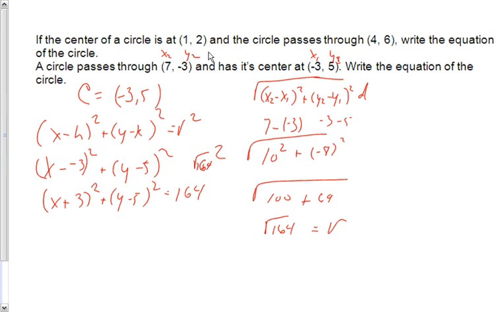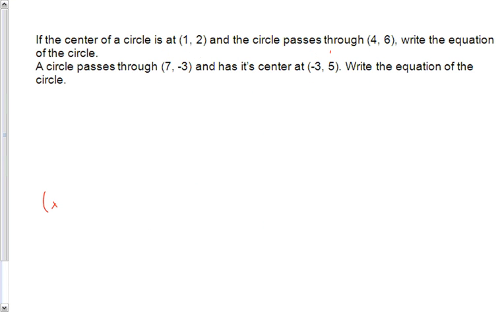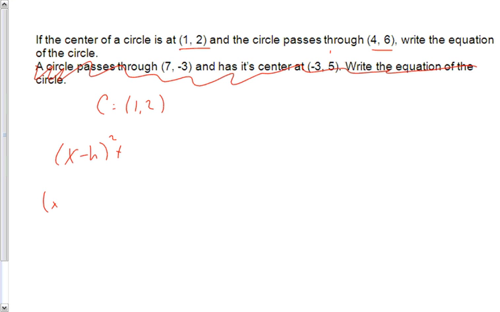Okay, let's do the other one. So we got that one too, because that's all I have in my problem set. Okay, the center is (1, 2), and it goes through (4, 6). We all know it's going to be (x - h)² + (y - k)² = r². Well, center's easy: (x - 1)² + (y - 2)².